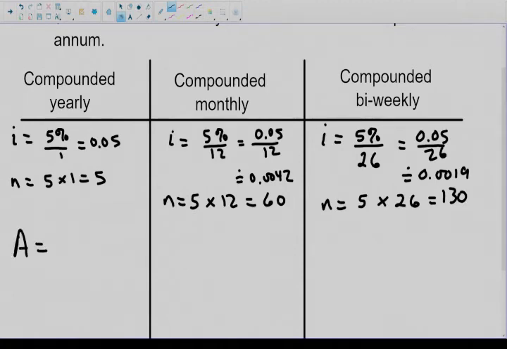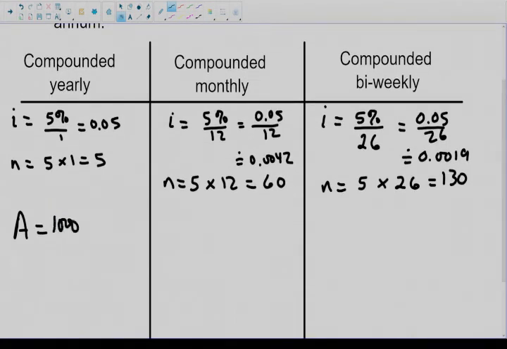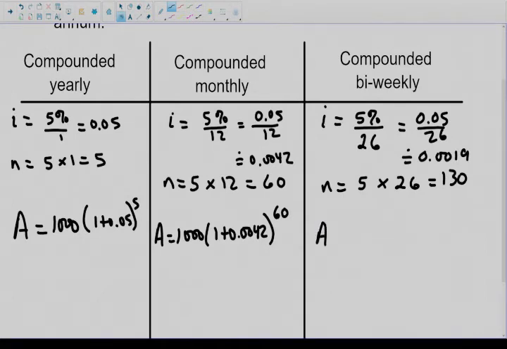Okay? So now we've got our i's and our n's, and the rest is just substituting into the formula each time. So I'm going to write out all the formulas, and then we'll calculate all the answers one after the other. So we're doing $1,000 times 1 plus 0.05, to the power of 5. For this one, we're doing $1,000 again, times 1 plus 0.0042 to the power of 60. And for this one, we're doing 1,000 times 1 plus 0.0019 to the power of 130. Now remember, all 3 of these are for 5 years. So all 3 of these investments are being invested for the same amount of time. The difference is the compounding frequency only. And how does that change our final answer?